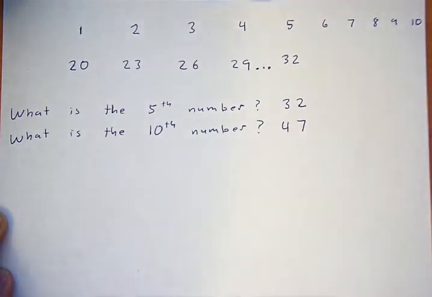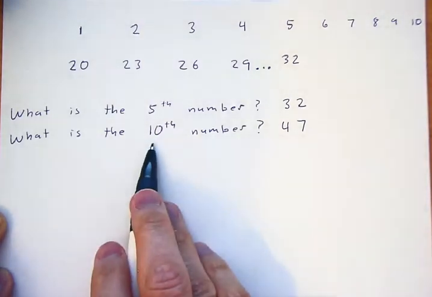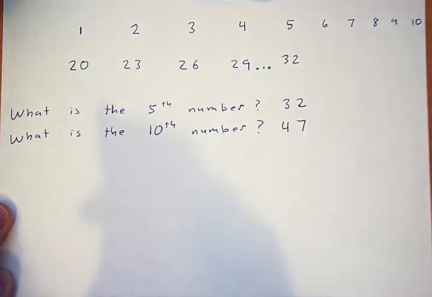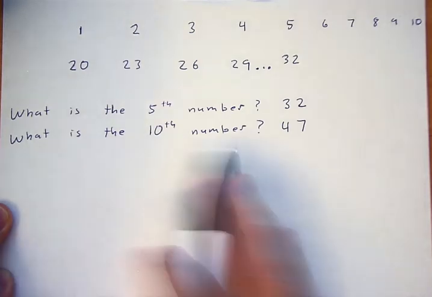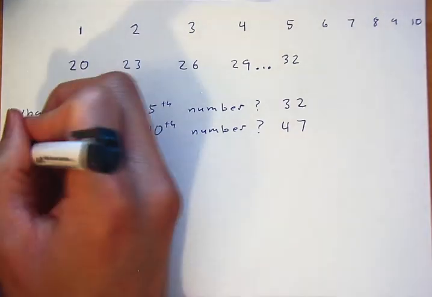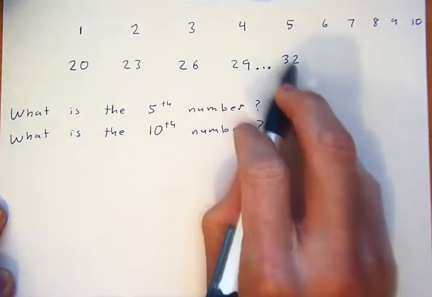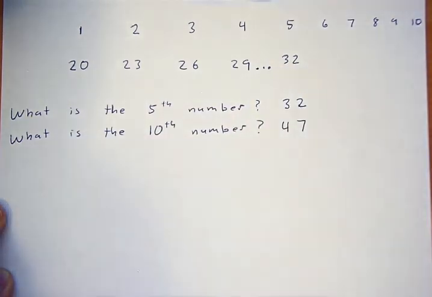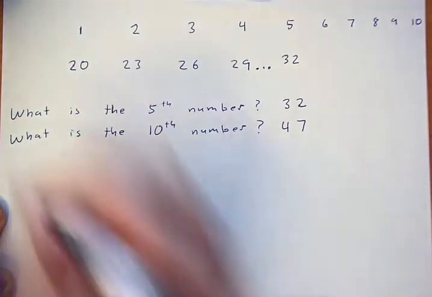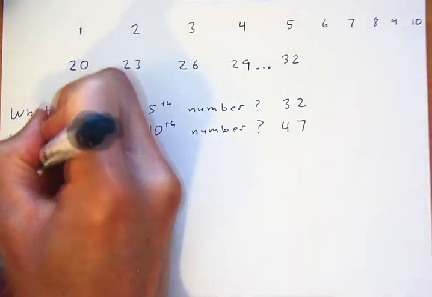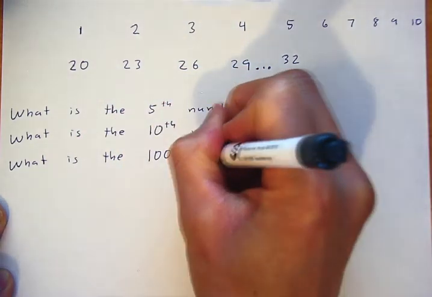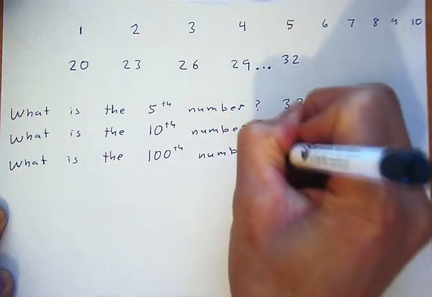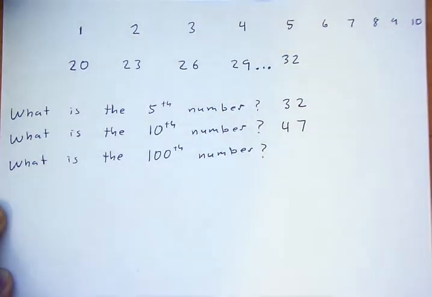Okay. But see, that took a little bit more work. And the further out here you go, the more work it takes to do it this way. And the more work it takes to do it, as you go this way, the more likely you are to make a mistake. So if you're asked something like, what is the 100th number in this arithmetic series.